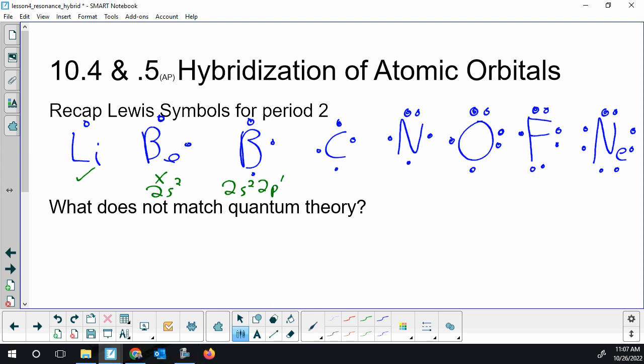We're really going to focus on carbon. Quantum theory would tell us the 2s orbital would be filled with a pair of electrons, and then we should have just 2 singles. You'd think carbon would have a bonding capacity of 2 because of a pair and a couple singles, but it's not what we see with carbon. It is possible for carbon to bond like that, but not typically.